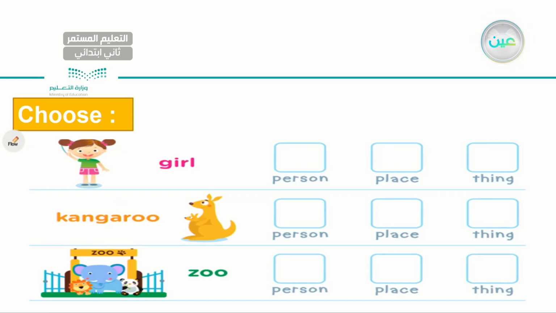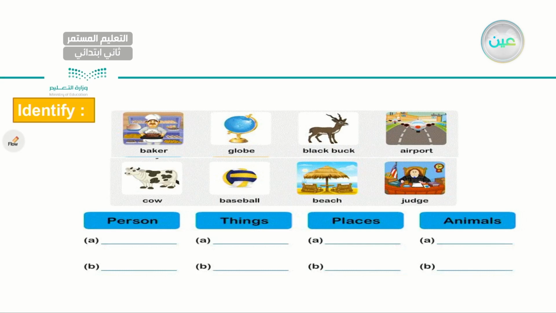Same here. Girl, kangaroo, and the zoo. A girl is a person. Very good. Kangaroo is a thing or an animal. Very good. And the last one is a place because it is a zoo. Same here. As you can see, I have a baker, a globe, black buck, airport, cow, baseball, beach, and a judge. Okay? And I have 4 categories here. I have person, things, places, and animals.